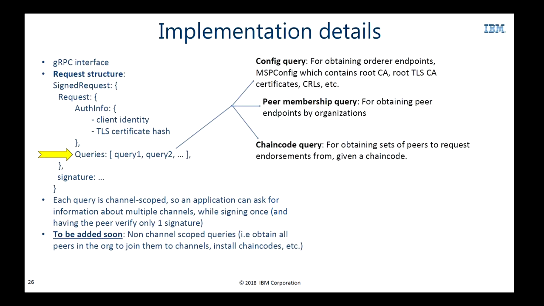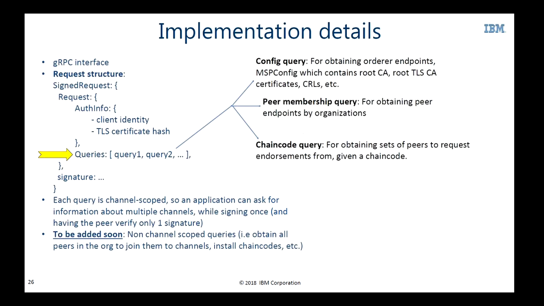The second type of query is the peer membership query, where we basically ask who the peers in the channel are and what the information about them is, such as ledger height, etc. And the last type of query, the one that I demonstrated today, is the chaincode query, where we ask for a set of endorsing peers for a given chaincode on a channel.